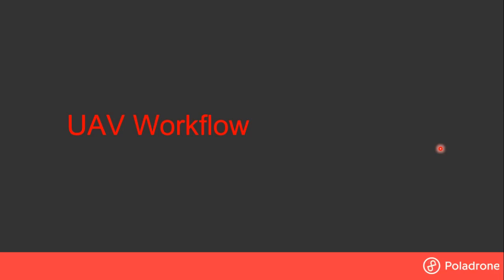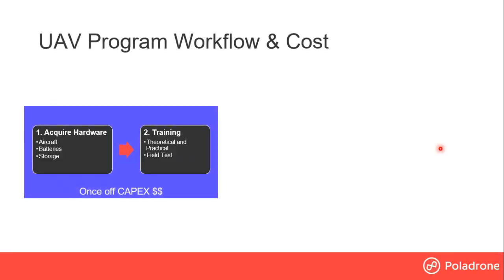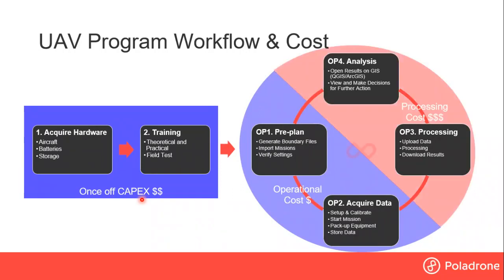Okay, now I'm going to talk about the UAV workflow. How does the workflow work for UAV? So basically, first off, you need to buy the hardware, which is the platform, the drone itself. After that, you need to give your pilot some training on how to control it, and also learn about the rules and regulations. Of course, this is a one-off capital expenditure, meaning you only spend money on it one time. And then the real operation itself is split into two parts.